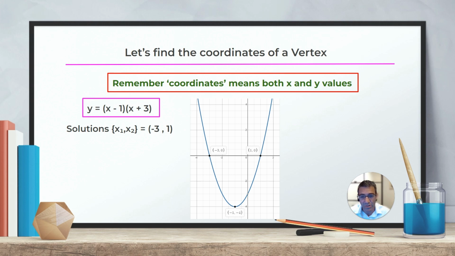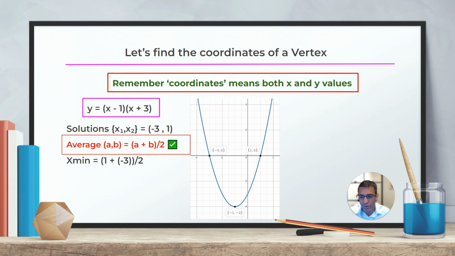Let's do that. Let's do negative 3 plus 1 divided by 2. So that's the formula for your average. Add the two numbers and divide by 2. So if I do 1 plus negative 3 divided by 2, I end up with negative 2 divided by 2, which is negative 1. And as you can see, the value of our minimum is at negative 1. Negative 1 is exactly between negative 3 and 1.